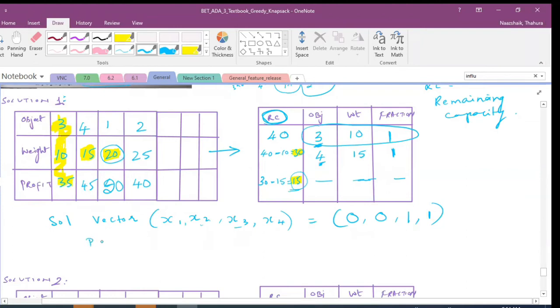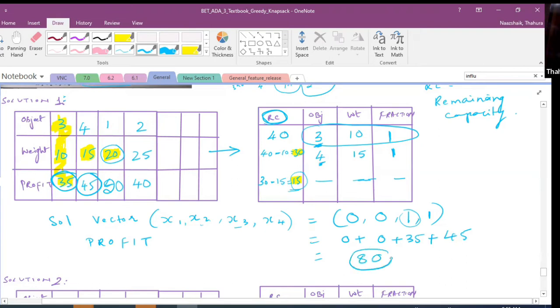Now finally, you have to calculate what is the profit. It's very easy. Because it is 0, you don't do anything. Just add. So 0 plus 0 plus the third object. What was the profit for this third object? You can look up this table. And we also took this object. So the profit was 45. So your total profit was 8. You all got this? Okay.